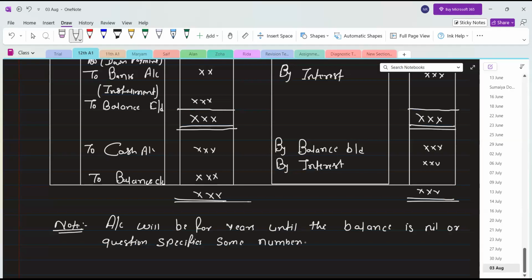So if question is asking you to prepare only 2 years of account, 3 years of account, then we will prepare the account for that years only. But if question is saying that the amount will be paid in 3 equal annual installment, 5 equal annual installment, and you have to prepare necessary ledgers, in that case, you have to prepare the account for whole 5 years. Is that clear?